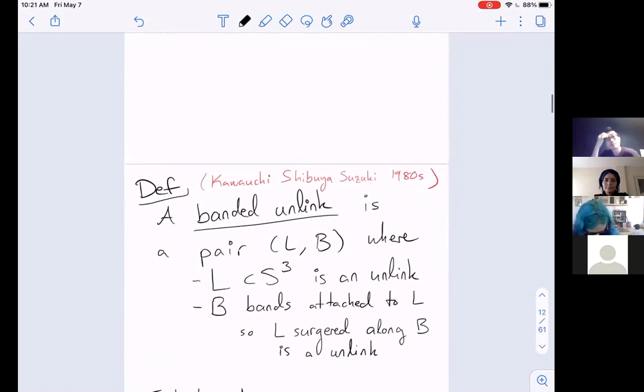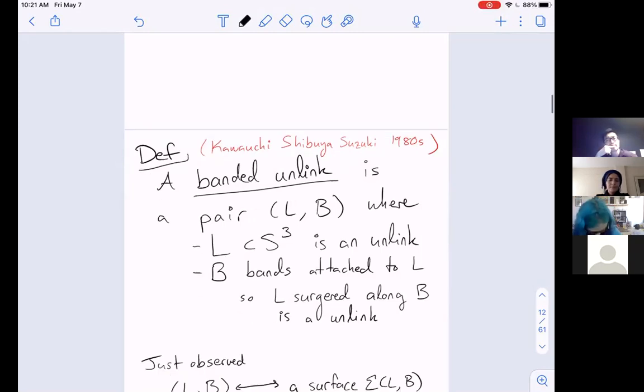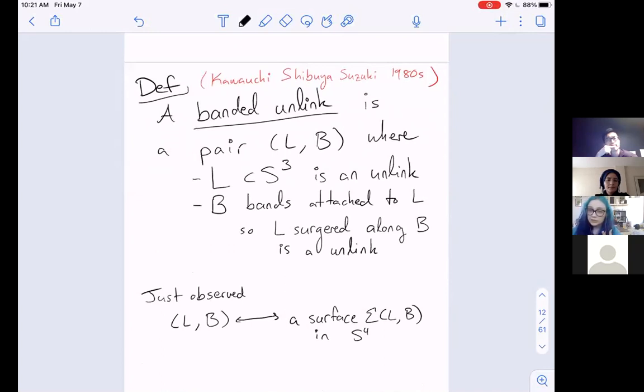So I'll summarize the definition. A banded unlink is a pair of an unlink with bands attached to it, where the bands have to have the property that when I do surgery, I get an unlink again. If I just draw a random unlink and random bands attached to it, that's probably not true. So this is a special thing. And we've just observed that if I have a banded unlink, then I can produce a surface inside of S4, and vice versa. If I have a surface, I can produce a banded unlink.